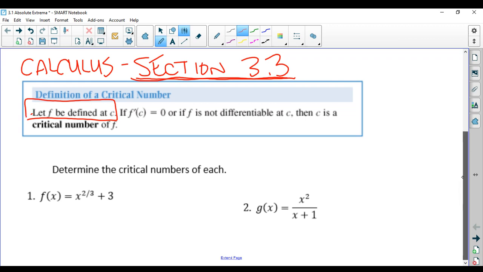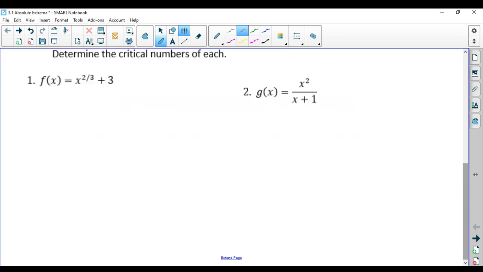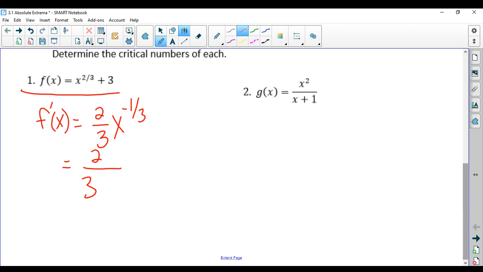So here are two quick examples. It's really simple. To determine the critical numbers of this first one, again, you have to find where the derivative equals 0 or is undefined. So obviously, the first thing you do is find the derivative. This is a simple power rule. This is 2/3 x to the negative 1/3, which is 2 over 3x to the positive 1/3.